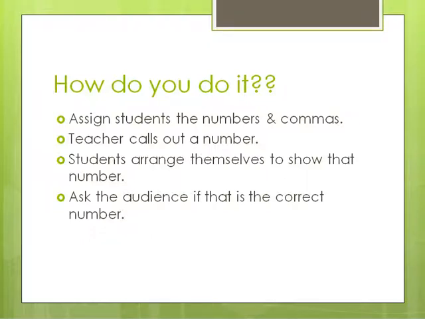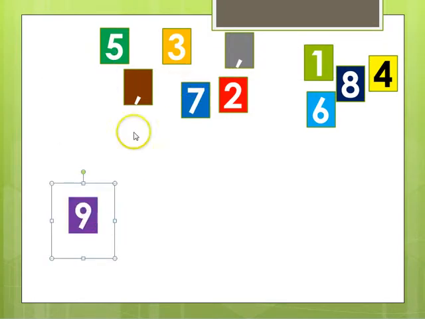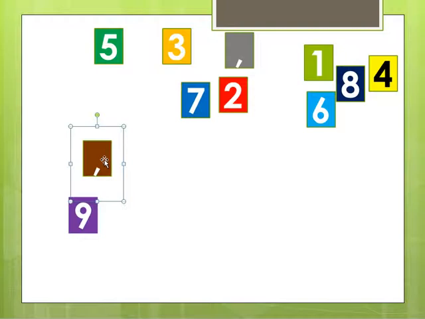Let's practice. The teacher calls out the number 9,253. The students would then have to arrange themselves showing that number. So the person holding the 9, the students holding both of the commas would choose which one would like to stand up front.